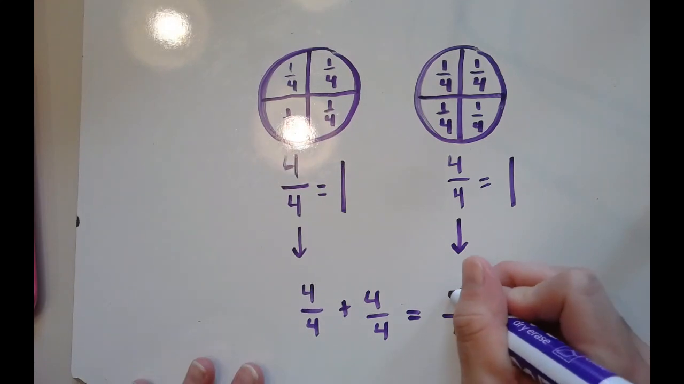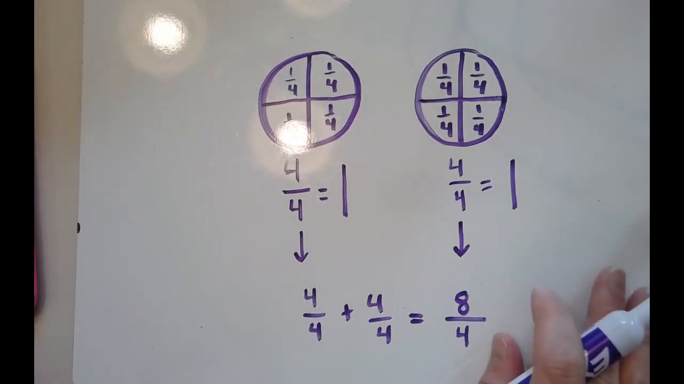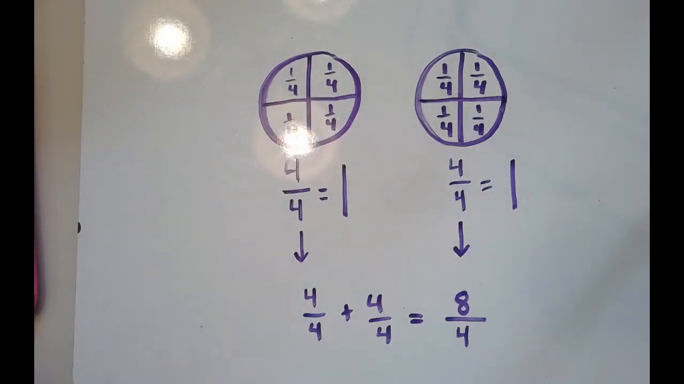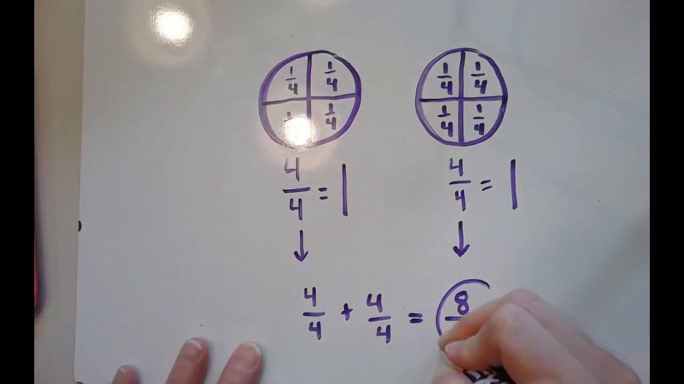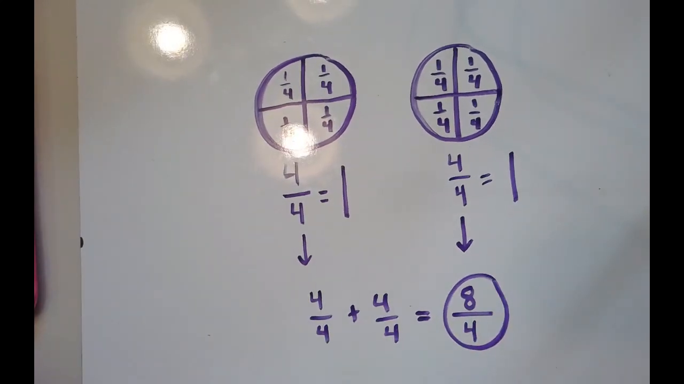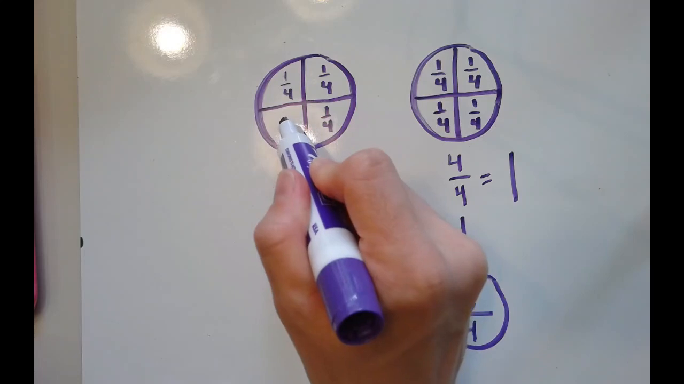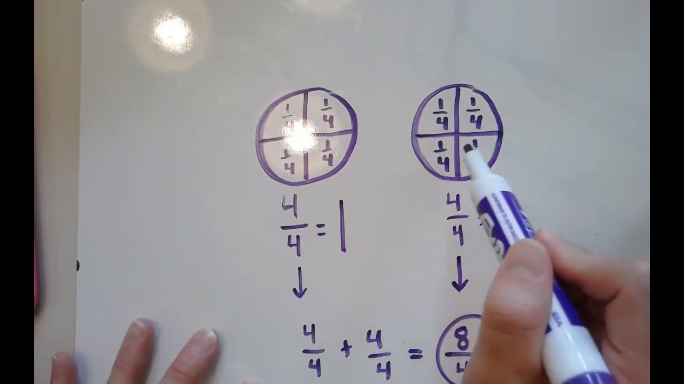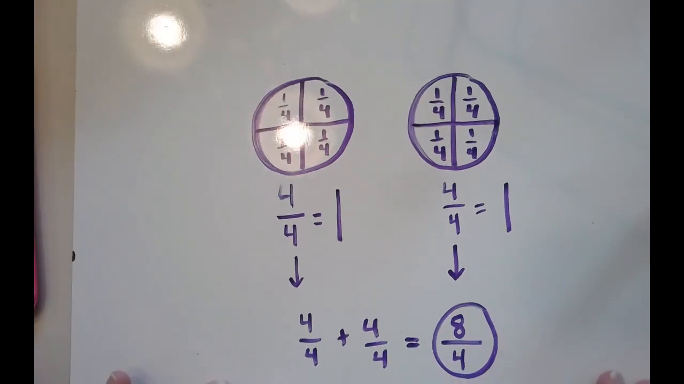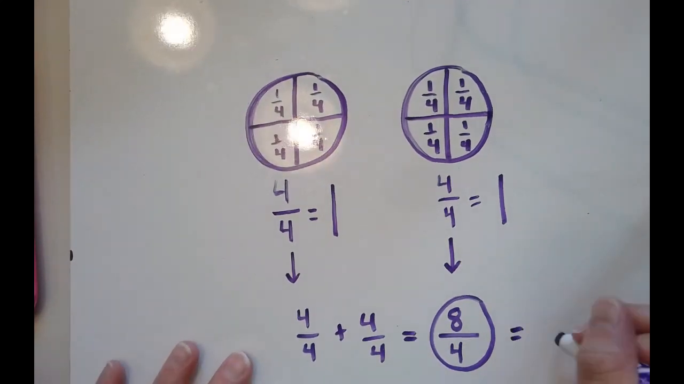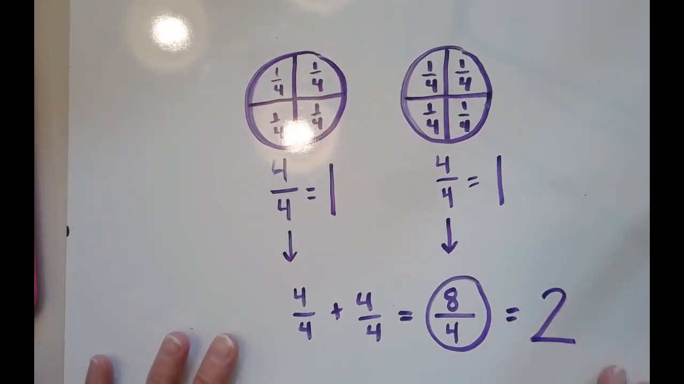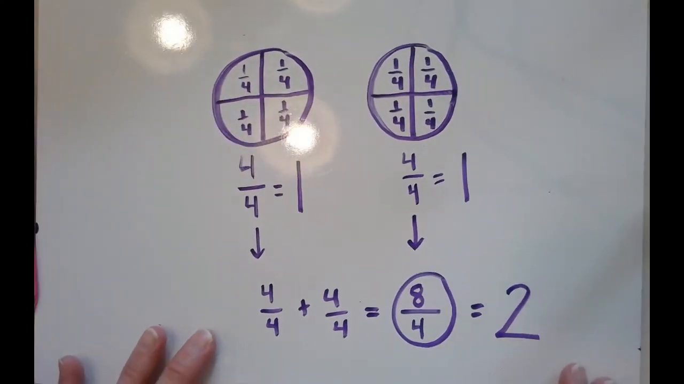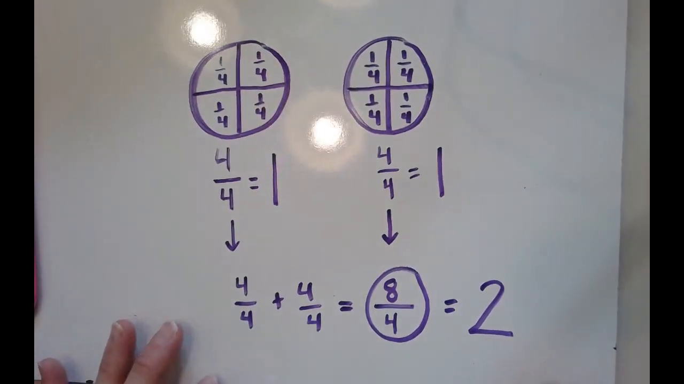4 plus 4 is 8. So altogether, these two whole pizzas have 8/4. 1/4, 2/4, 3/4, 4/4, 5/4, 6/4, 7/4, 8/4, which is also the same as two wholes. So as you can see, fractions can actually be represented as greater than one whole.